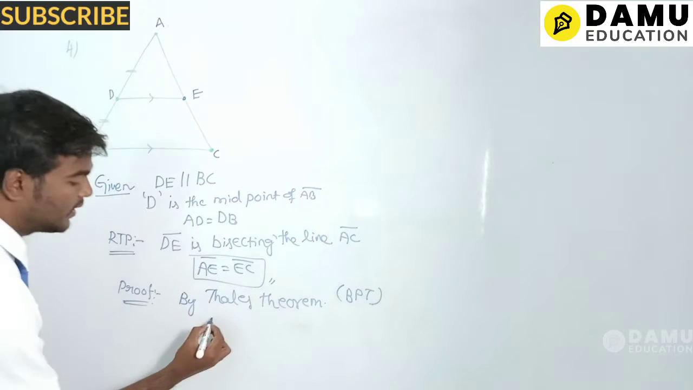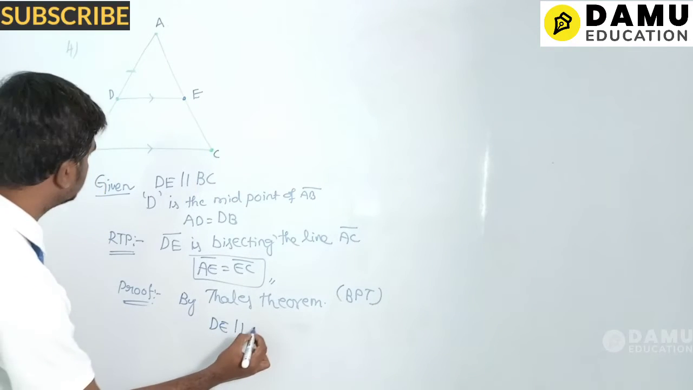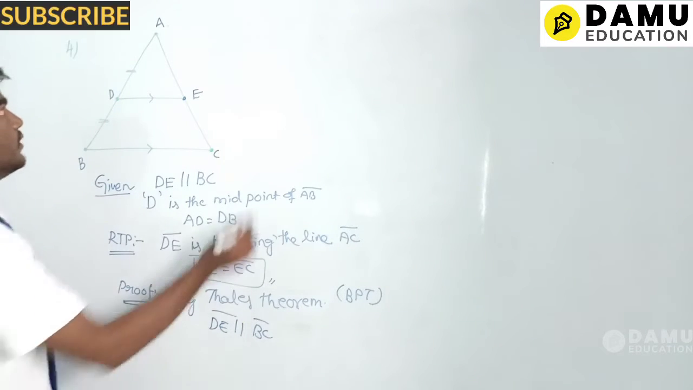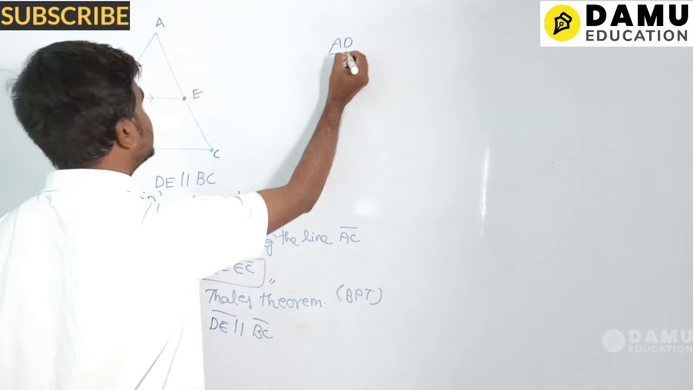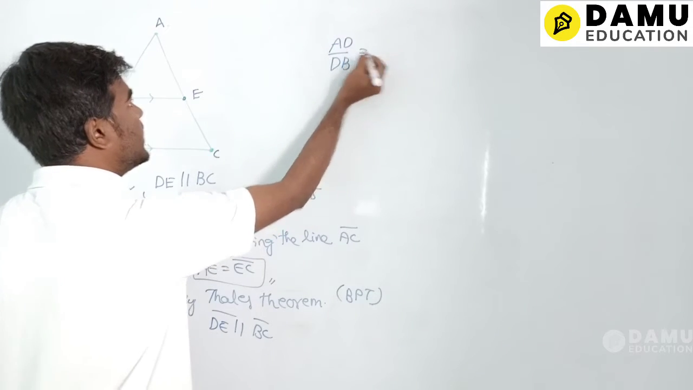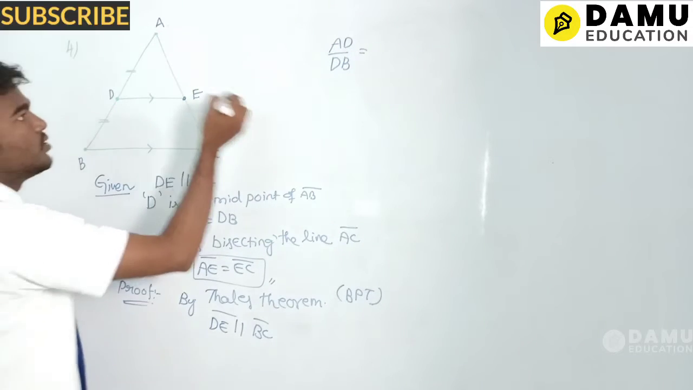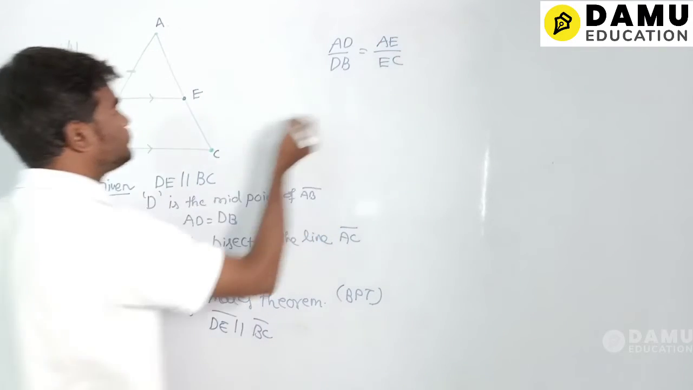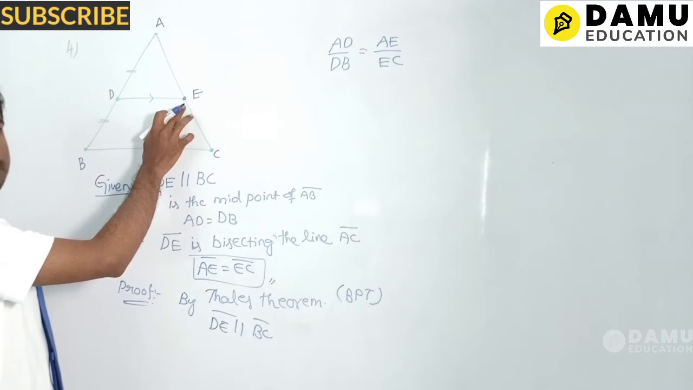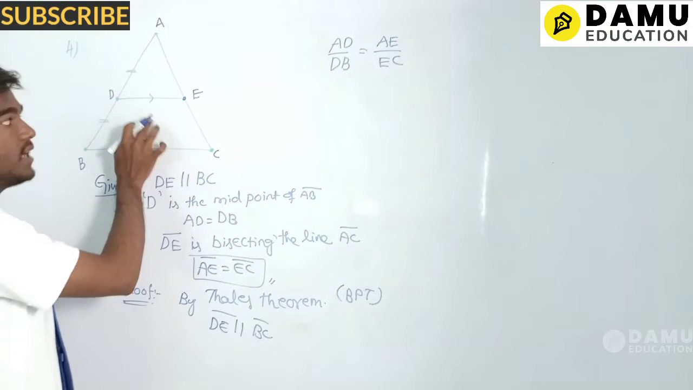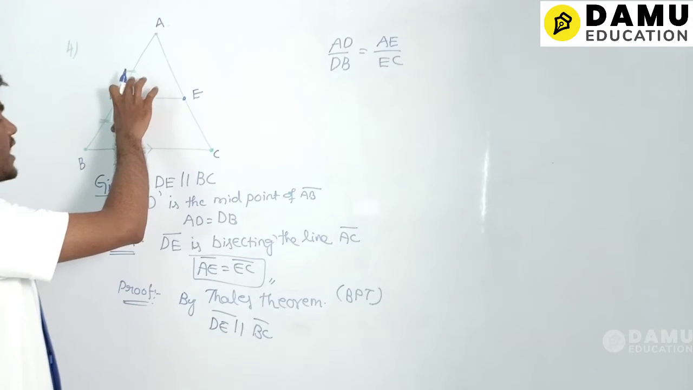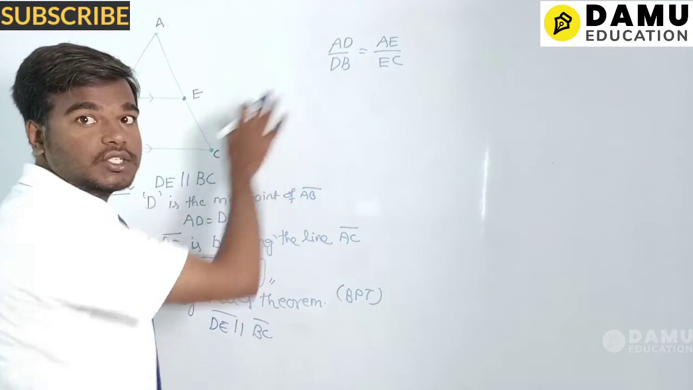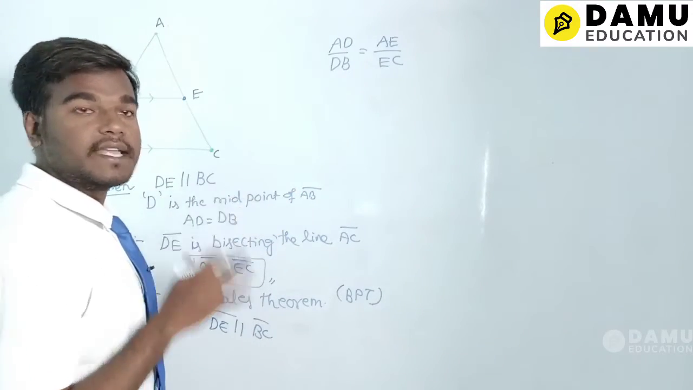So DE is parallel to BC. By using this, what you can say here is AD by DB will be equal to AE by EC. Since DE is parallel to BC, this line divides AB and AC in equal ratios. So this is the condition we have to write from the Thales theorem.